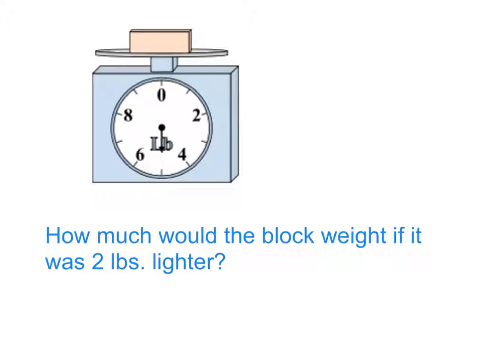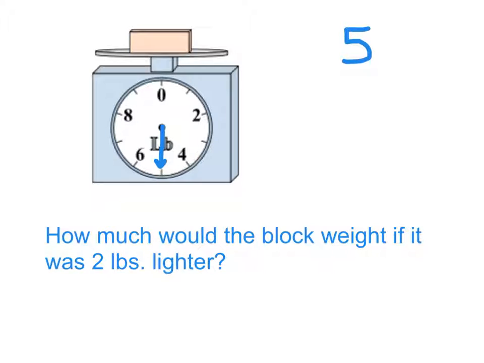Alright, so this is the second scale that we'll be working with. It is a different question. This question is just asking how much would the block weigh if it was 2 pounds lighter. So we know that if something's lighter, that means it doesn't weigh as much. So I'm going to show you how to solve this problem. The first thing that we need to do is figure out how much the block weighs, which we actually already did on the last problem. So we know that this arrow is pointing straight down here, which means that that was 5. So we know it weighs 5.